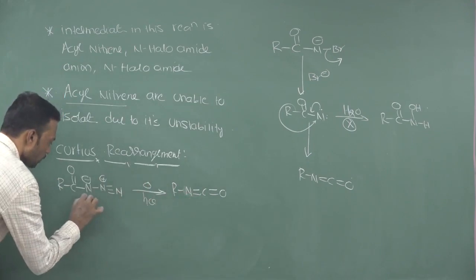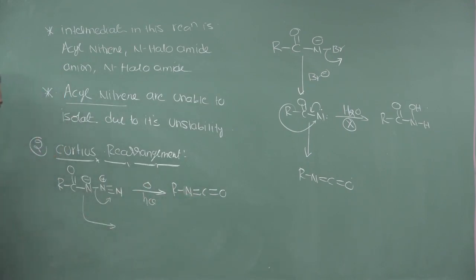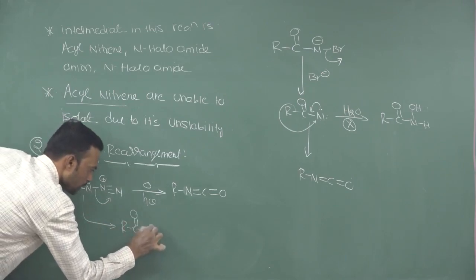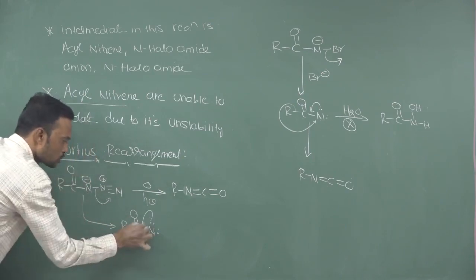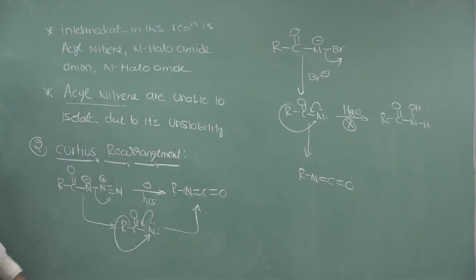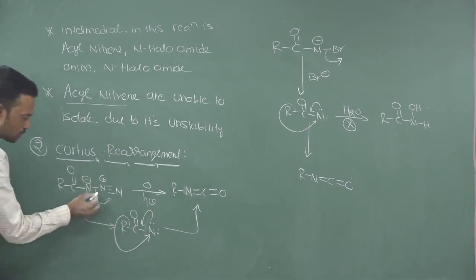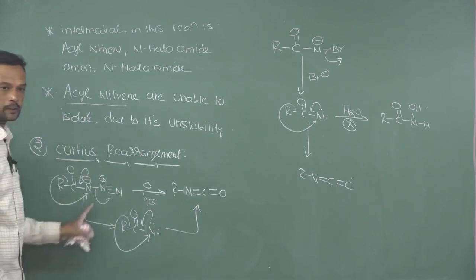Okay. In this one what happens, see, initially loss of N2 takes place. When loss of N2 takes place, what you observe? There is a formation of an acyl nitrene, right? Then this lone pair migrates here, this R migrates here. Finally, what is the answer? This is the one. But this nitrene is not trapped here. Okay, it is a simultaneous process. Loss of N2 and migration of R will take place simultaneously.